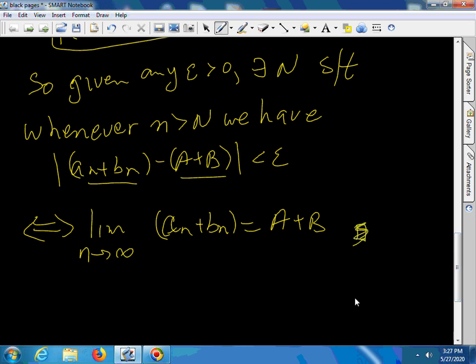And knowing that I wanted to end up with epsilon, I let the individual pieces be less than epsilon over 2, so then when I add them, everything works out nicely.